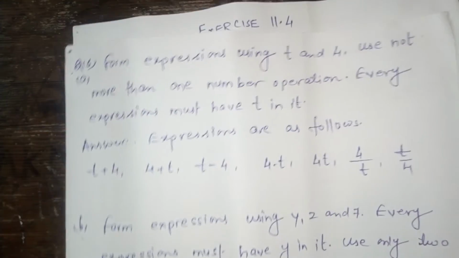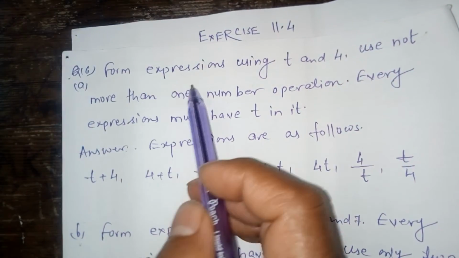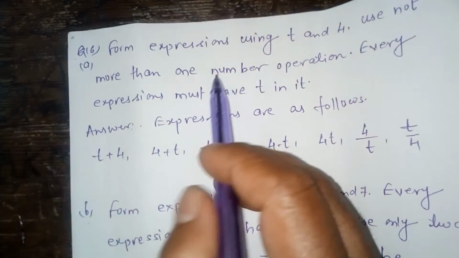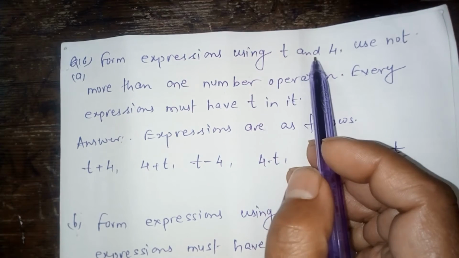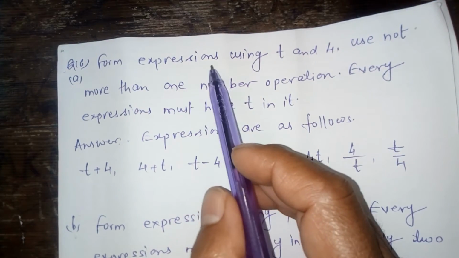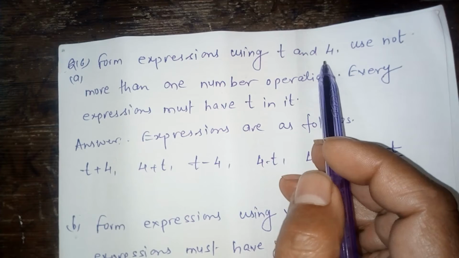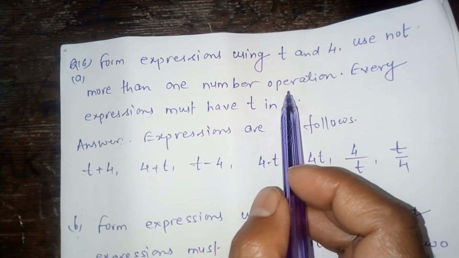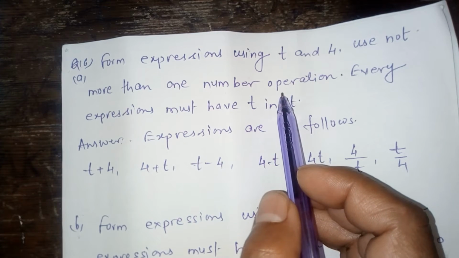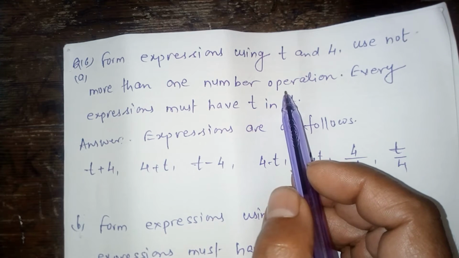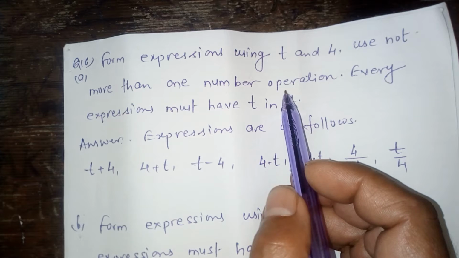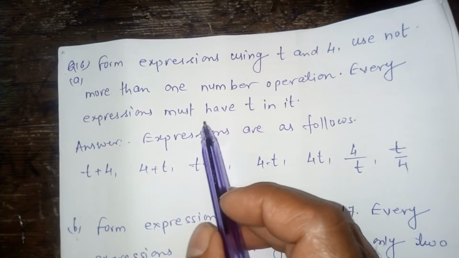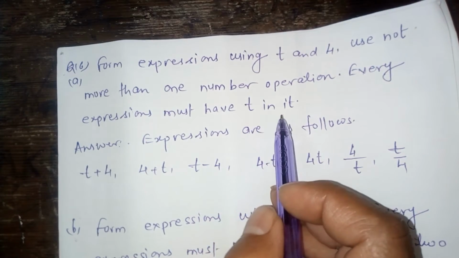Your question number 6 is: form expressions using t and 4. Use not more than one operation. The meaning is that at one time we will use only one operator. Every expression must have t in it.